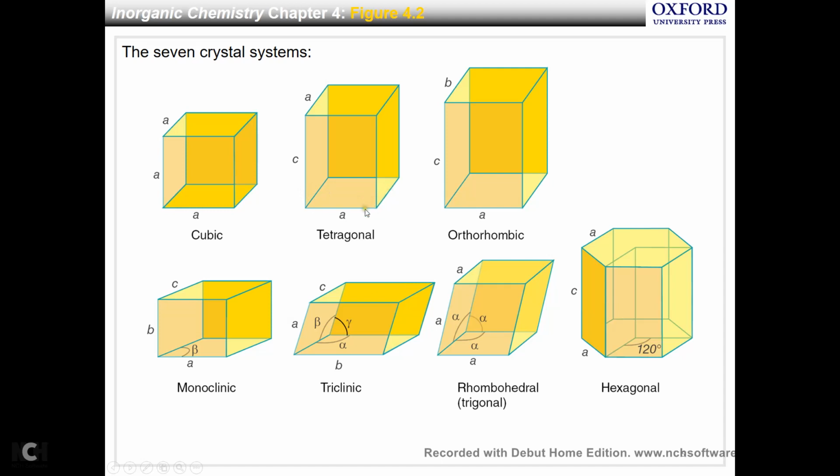And then on the bottom, it's also 90. Same here, all three 90 degrees. However, the three edges are different. A, B, and C are all different.